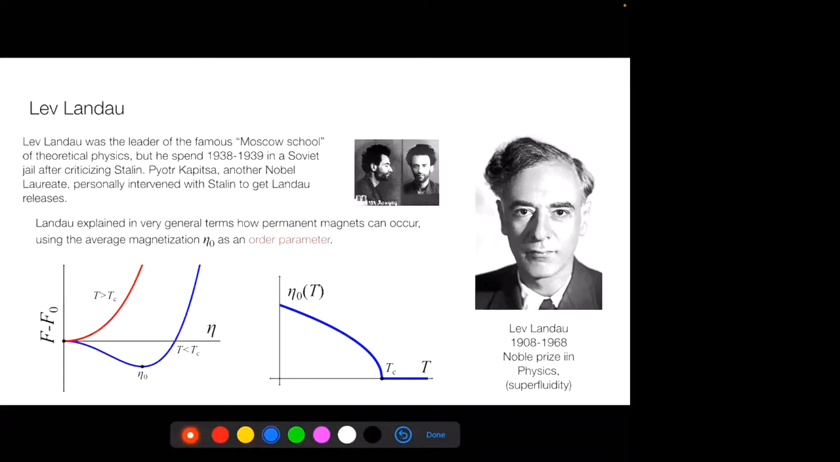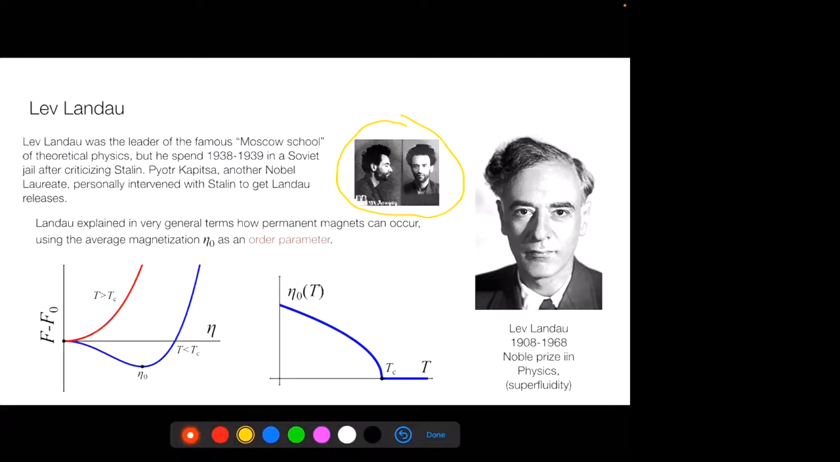And Landau was a rising star of theoretical physics when, in 1938, he wrote a, I guess we would call it a pamphlet or a flyer, criticizing Stalin. And so they threw him in the Soviet jails. And here you see, over here, a picture of his prison photo, looking a little bit the worse for wear. And Peter Kapitsa, who was another Nobel laureate, personally intervened with Stalin to get Landau released, basically guaranteed Landau's good behavior, okay?